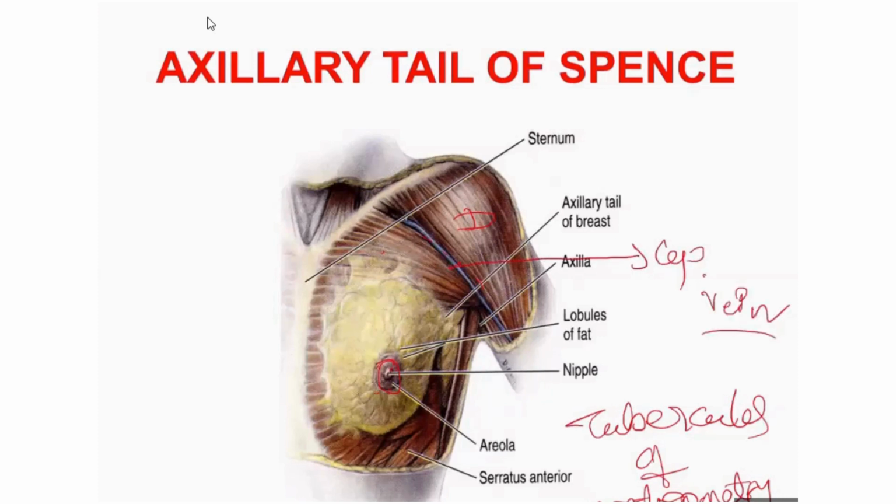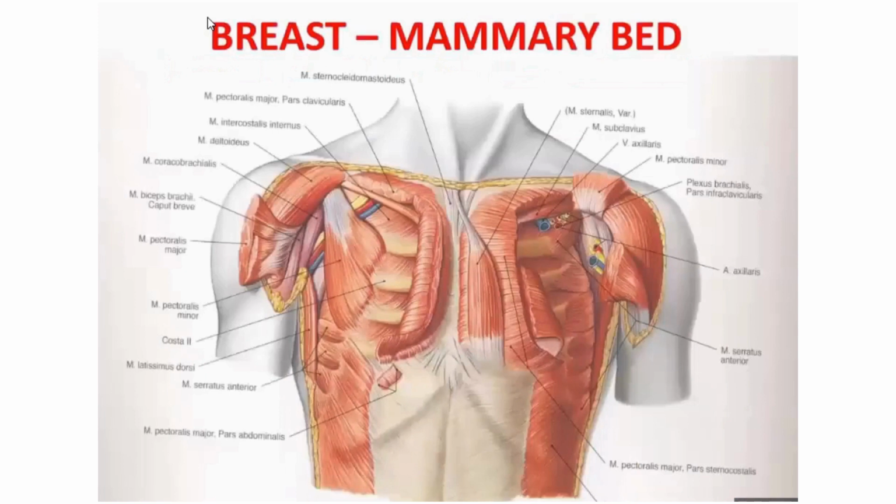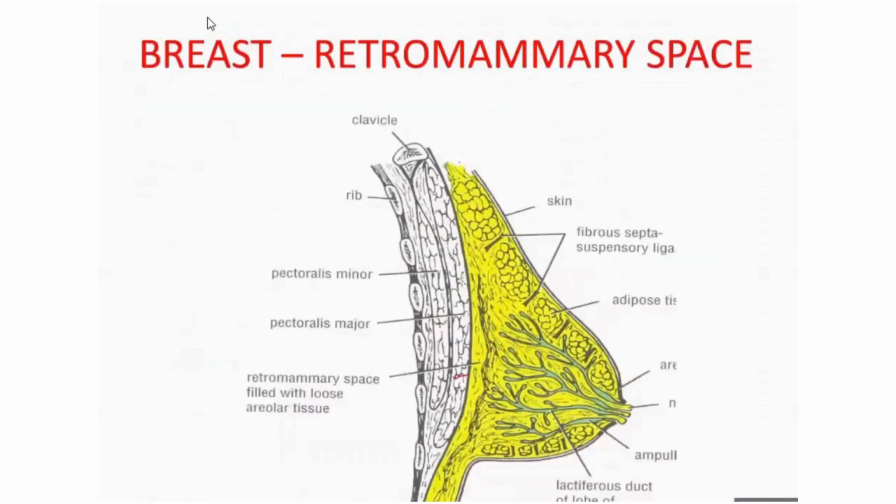So the name of the groove is deltopectoral groove. The structure enlarged is the cephalic vein. As we already discussed, how many muscles? Three muscles. What is retromammary space? The space behind the breast. What is retro? Behind. So behind the breast, a space is present that is called retromammary space.